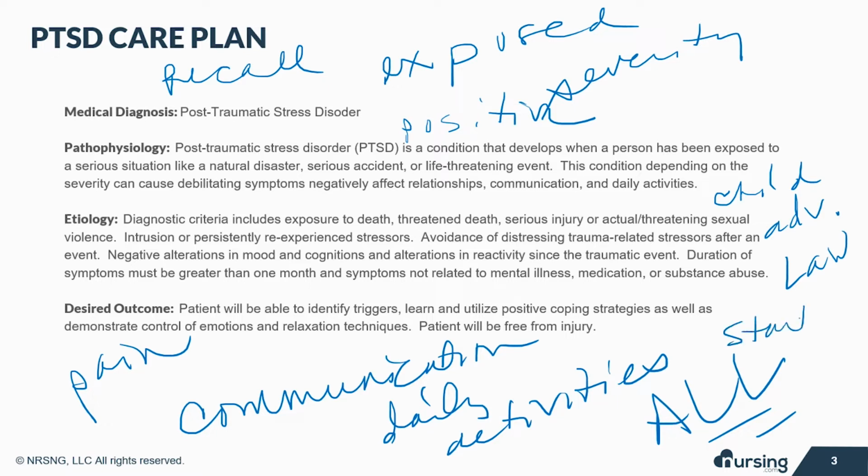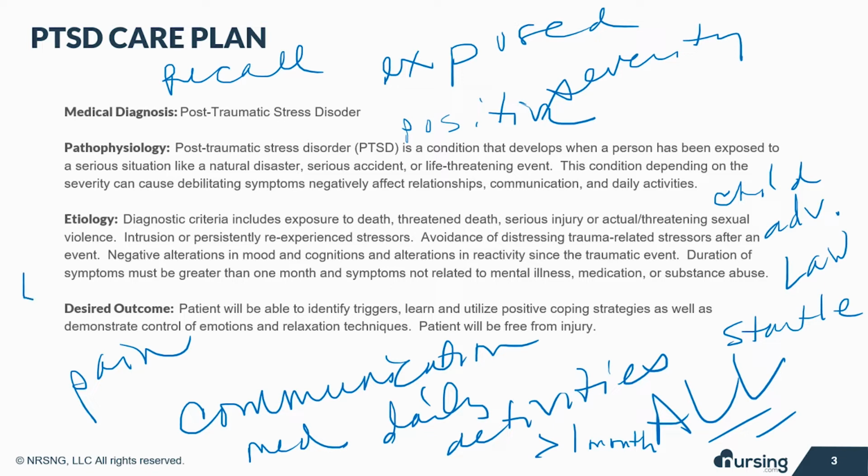Also, alterations in reactivity since the traumatic event, which includes two of the following: aggressiveness, self-destructive behavior, hypervigilance, exaggerated startle response, difficulty concentrating, or issues with sleep. The duration of symptoms must be greater than 1 month. There must be functional impairment from symptoms, with symptoms not being related to medication, mental illness, or substance abuse.